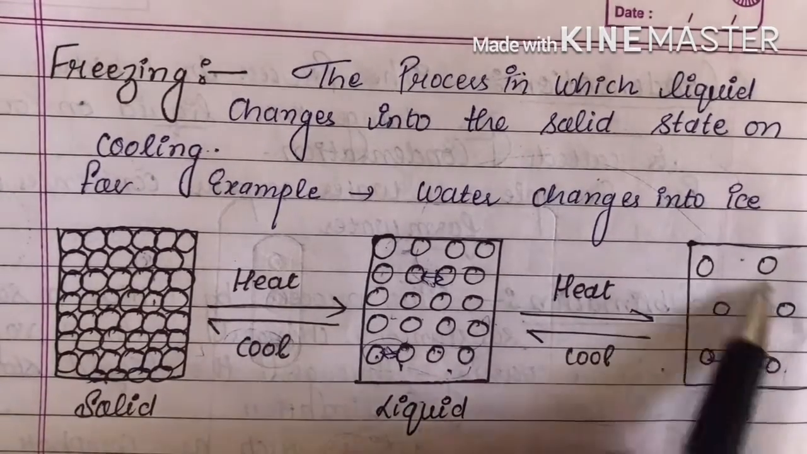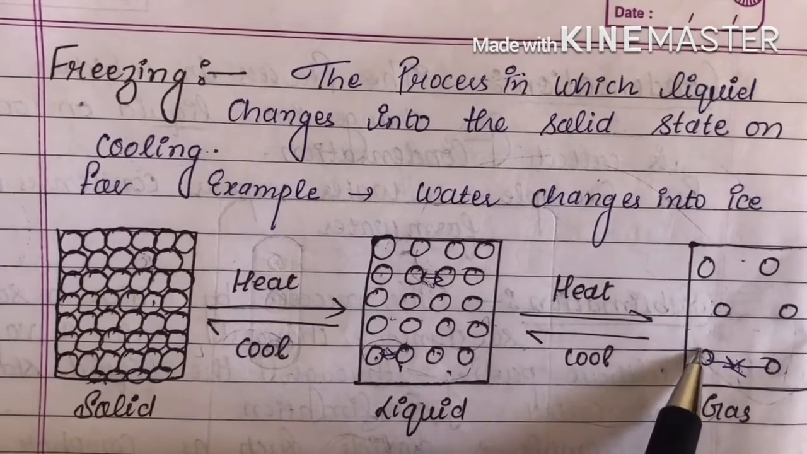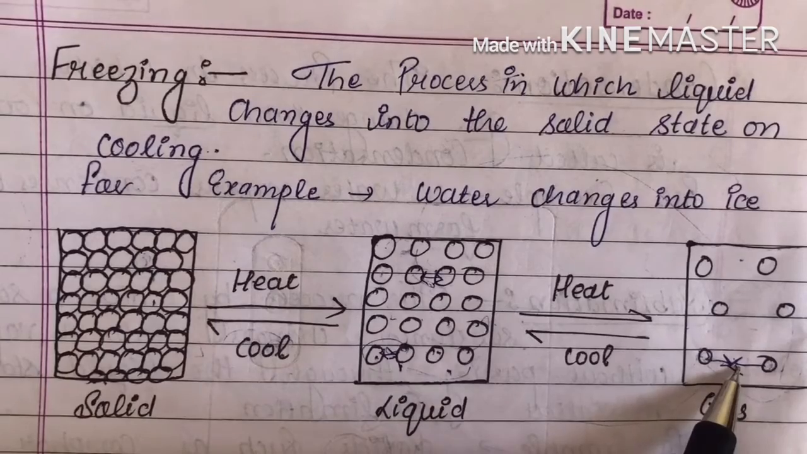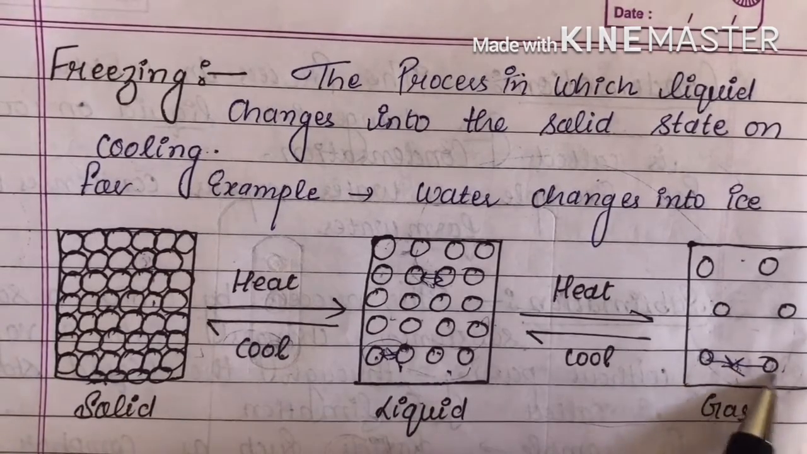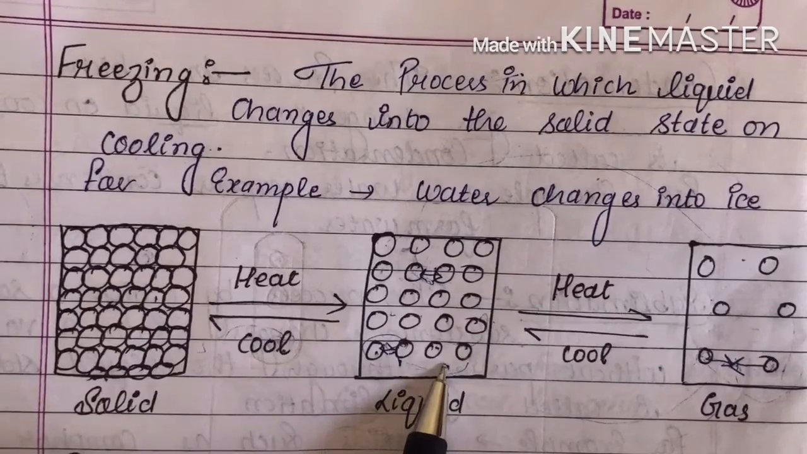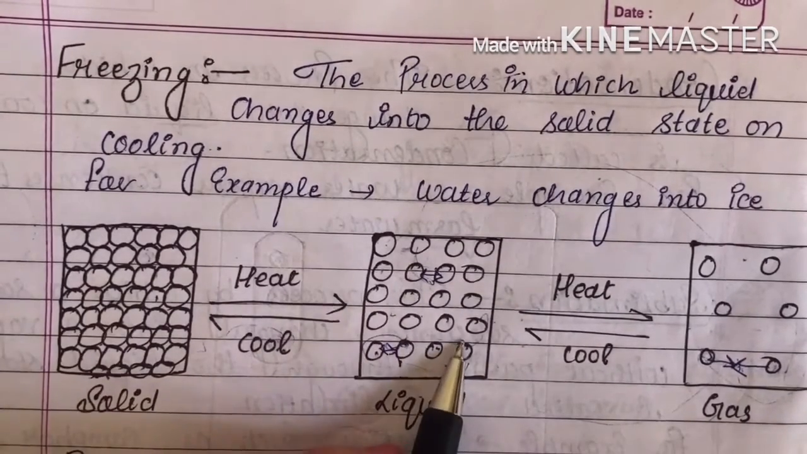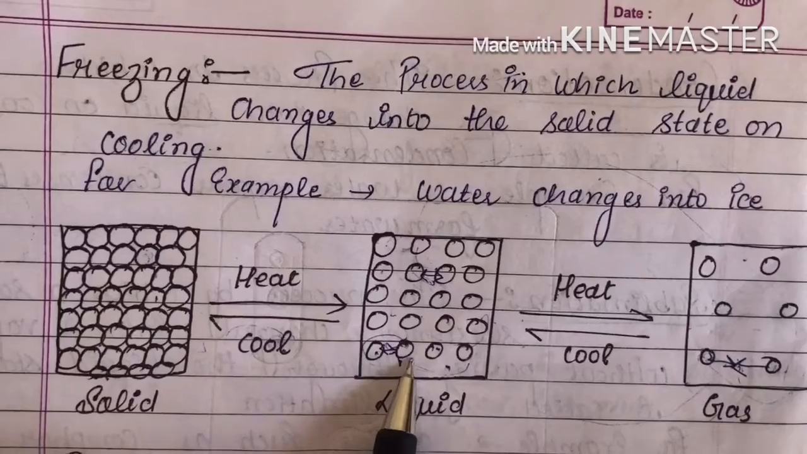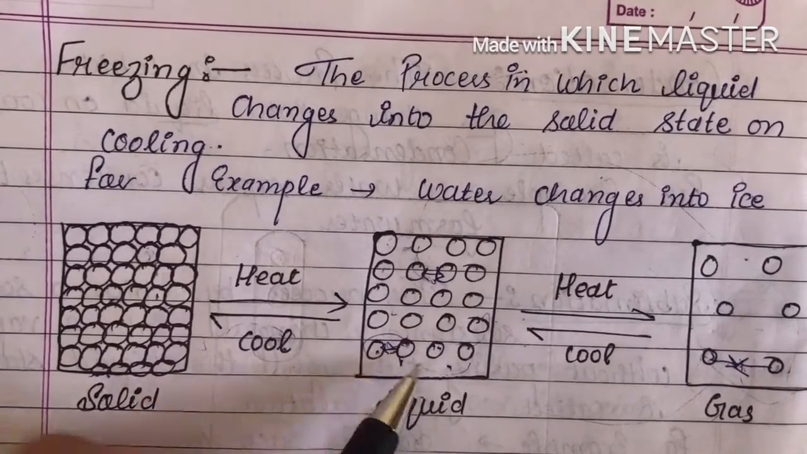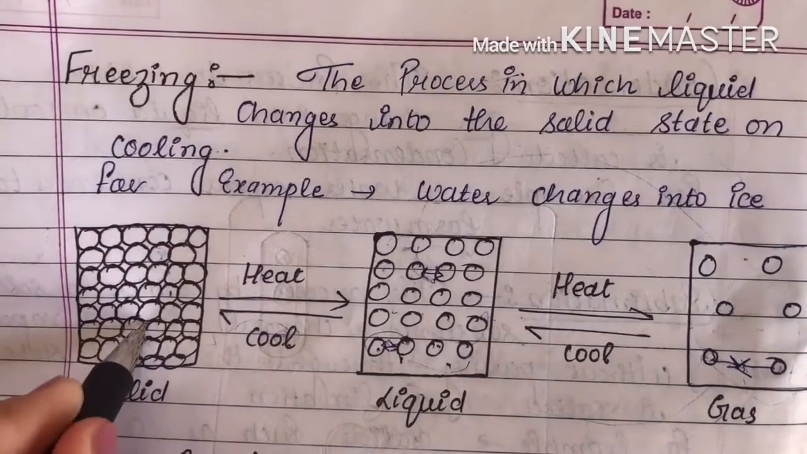So in gas molecules, if we apply cooling, what will happen? The molecules move closer, okay. When they move closer, they act like a liquid. In the case of liquid, if we apply more cooling, then the attraction increases, the molecules move together and they form the solid, okay.